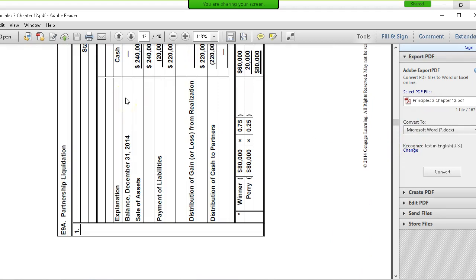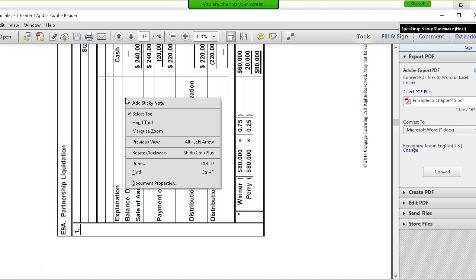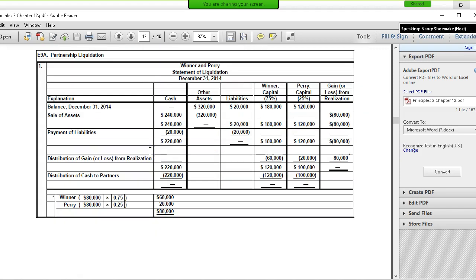Let's see how I can rotate clockwise. So in this case, as you see here, the assets were $320. They sold for $240. We had debt of $20. So the cash left is $220,000. Our liabilities are paid off. We have a capital account of $180. We have a capital account here of $120. We have a loss from the sale of the assets of $80,000.